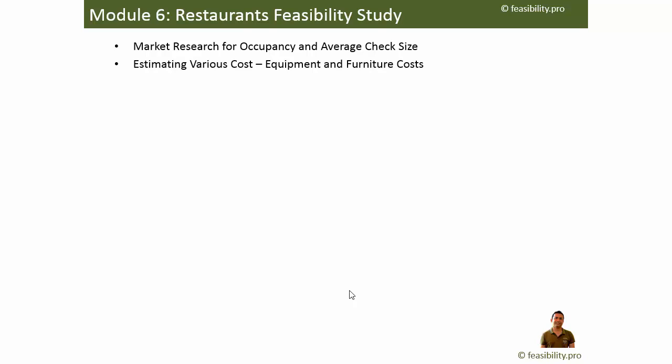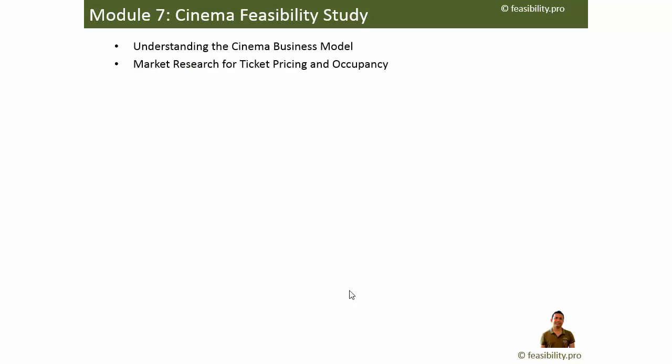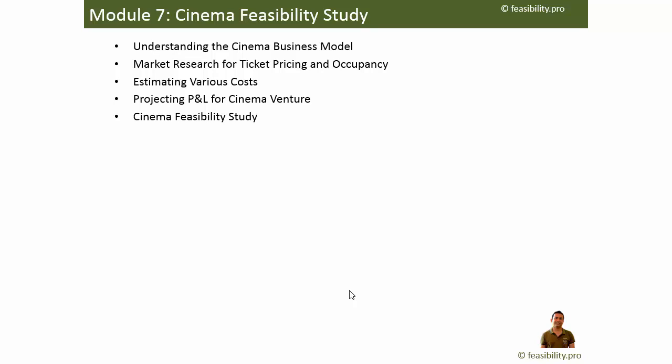Module 6, we will be discussing restaurant, market research for occupancy and average check size, estimating various costs, equipment and furniture costs, constructing a P&L statement, and then we will be doing a feasibility study for a restaurant. Module 7, we will be discussing cinema, understanding the cinema business, market research for ticket pricing and occupancy, estimating various costs, projecting P&L for cinema venture, and then we will be doing a feasibility study for cinema.